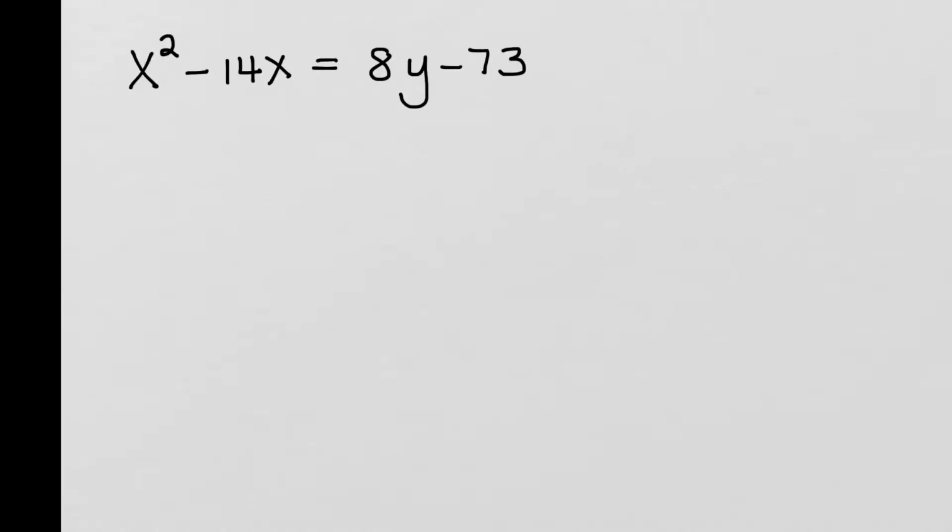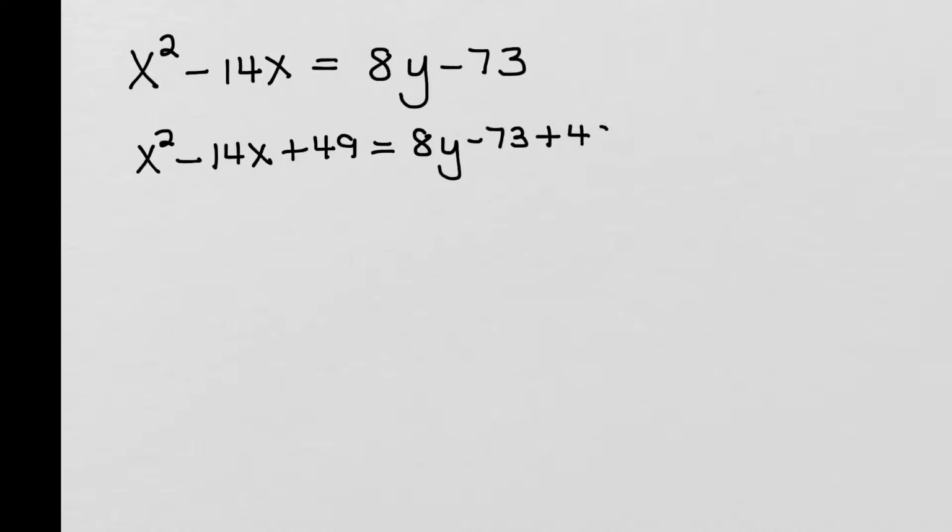So here I have the equation written out, but it's not in standard form. To get this into standard form, I'm going to complete the square for x. So I'll have x squared minus 14x plus 49. I took half of 14, which is 7, and squared it. That's what gave me 49. But what I add to one side of the equation, I have to add to the other side of the equation. So now I have 8y minus 73 plus 49 on the right side of the equation.